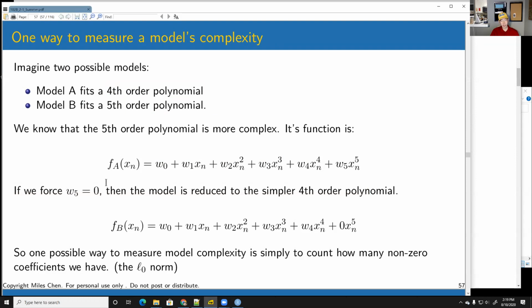However, if we force W5 equal to 0, this becomes equivalent to the simpler fourth order polynomial. So if I just force W5 equal to 0, then this is going to be the simpler fourth order polynomial. And so one possible way to measure model complexity is to count how many non-zero coefficients we have, how many coefficients that are not zero, as a measure of model complexity.